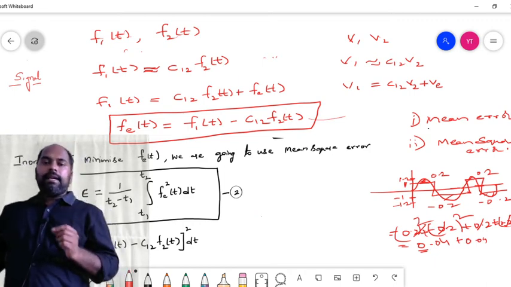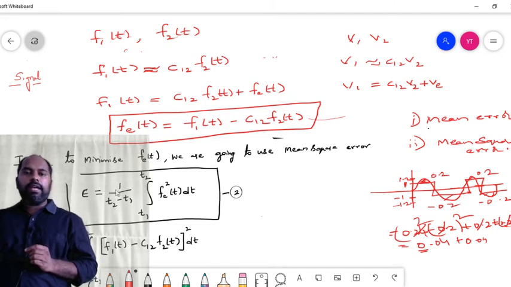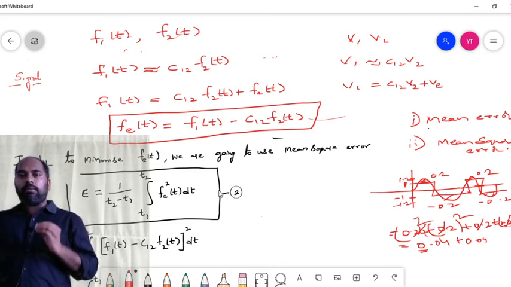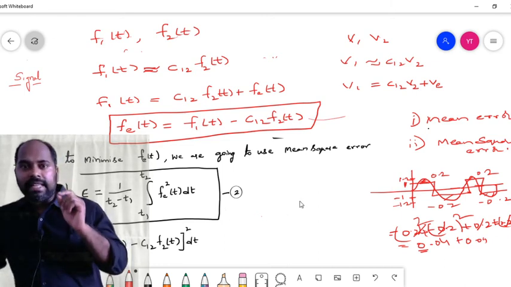For mean square error, we have an important formula you have to remember, guys. Epsilon equal to 1 by t2 minus t1 integral over t1 to t2 fe square of t dt. This is the formula for mean square error.